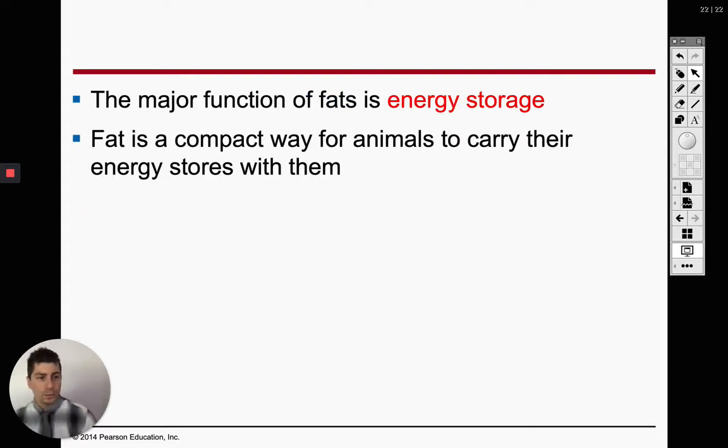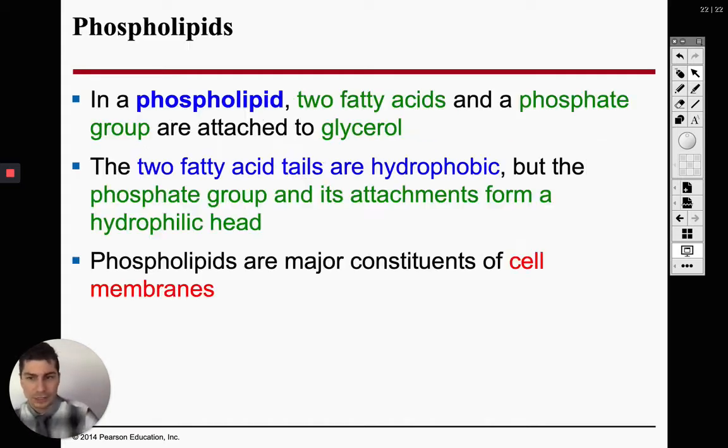Okay, so we filled out the form last time, guys, about our lipids, and we talked about the main function of lipids is energy storage. The second one there, fat is a compact way for animals to carry their energy stores with them. What we mean by compact is there's a whole lot of bonds there, and those bonds are able to store a lot of energy. That's all we mean by compact.